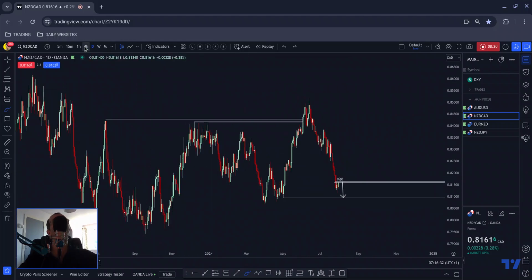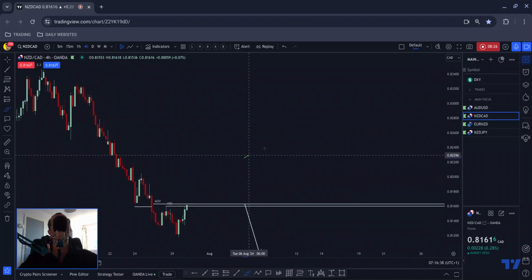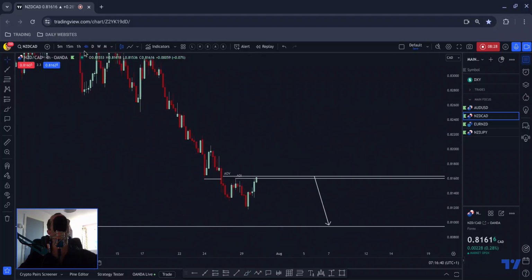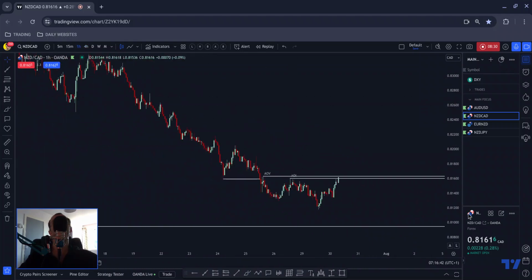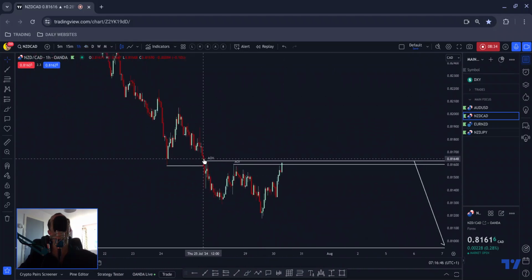So if we just zoom in, you can see that we have this near miss here. Well, you can't necessarily see that it's a near miss, but if we zoom in a touch, we have this high here.